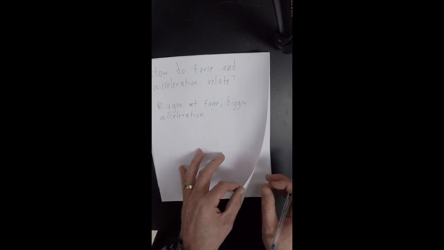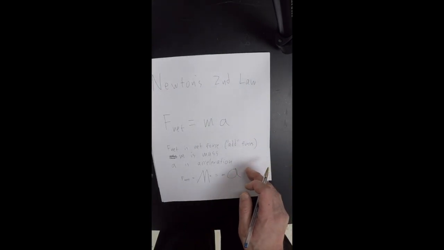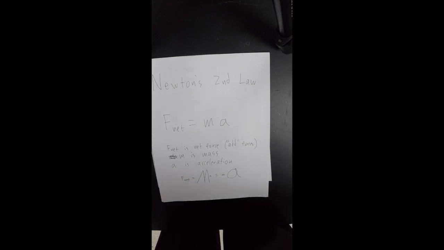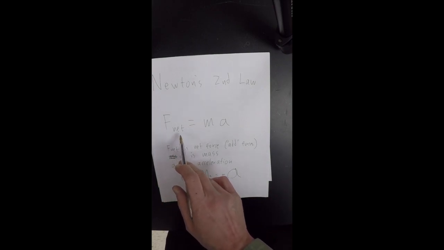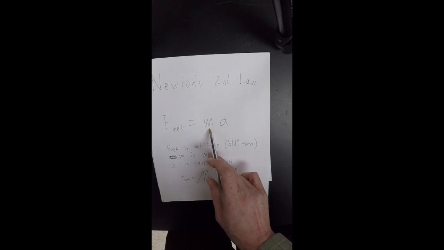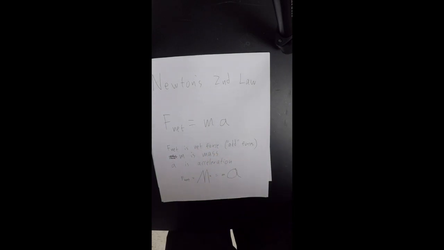So let's put all these together, force, acceleration, mass, into one equation, and that is Newton's second law. And Newton's second law states that the net force, which I abbreviate as F net, is equal to the mass multiplied by the acceleration. And this captures all of our intuitions.